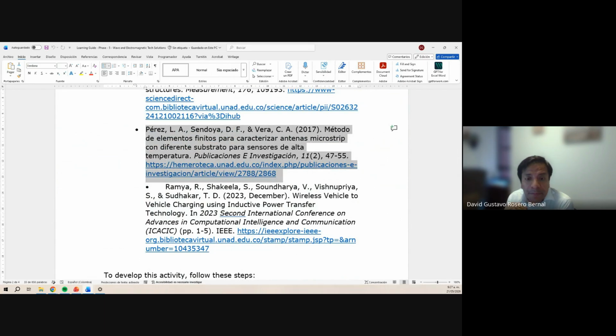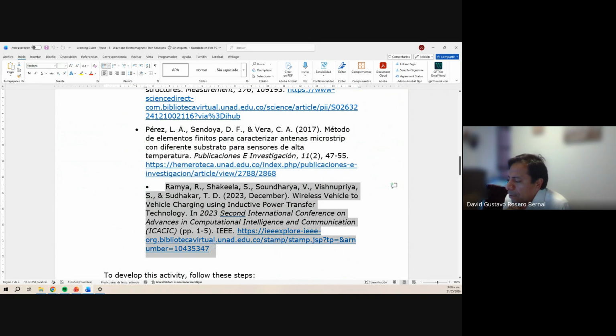this is a Colombian paper published in the UNAD journal. It addresses the problem of measuring temperature in extreme industrial environments. The solution applies antenna theory and substrate analysis. And number 4 addresses the problem of electric vehicle range anxiety and charging infrastructure. The solution applies electromagnetic induction and resonant components.